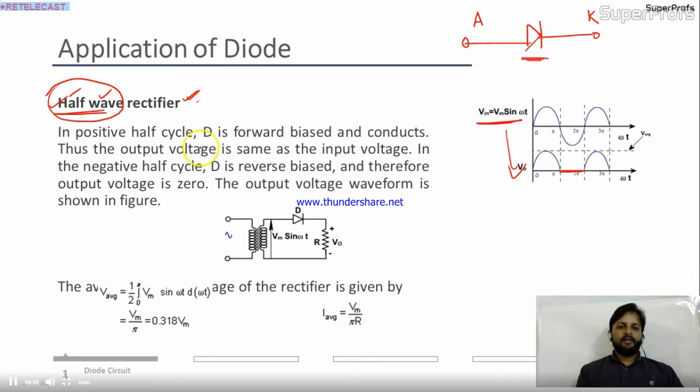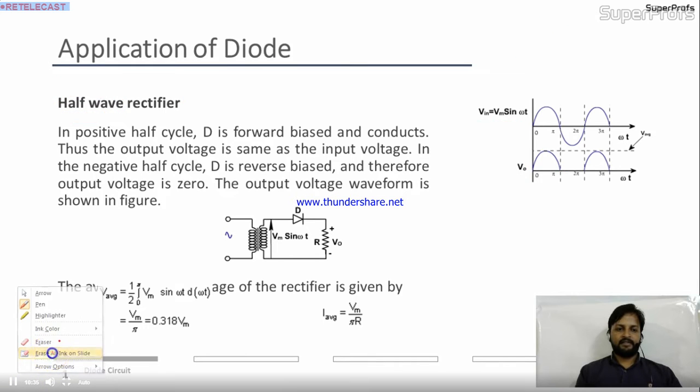Okay, so in the positive half cycle, let me first erase this. This is the circuit of the half wave rectifier. One diode is connected in the circuit in series with R. At the R output stage, I am taking V0, and here is the input stage, and the input is Vm sin omega t. Definitely this is a sine wave, so the graph of Vm sin omega t is like this.